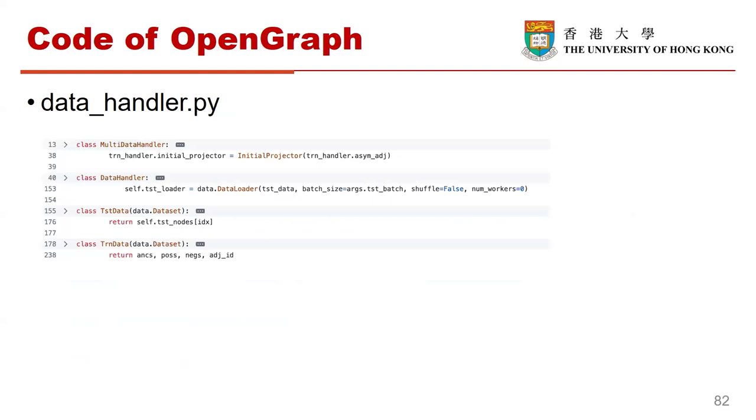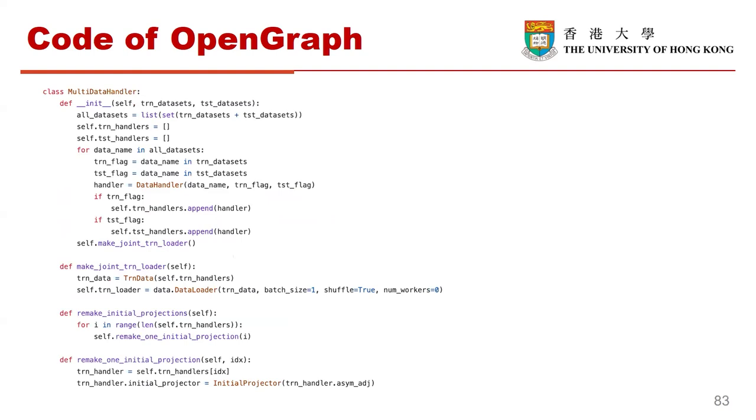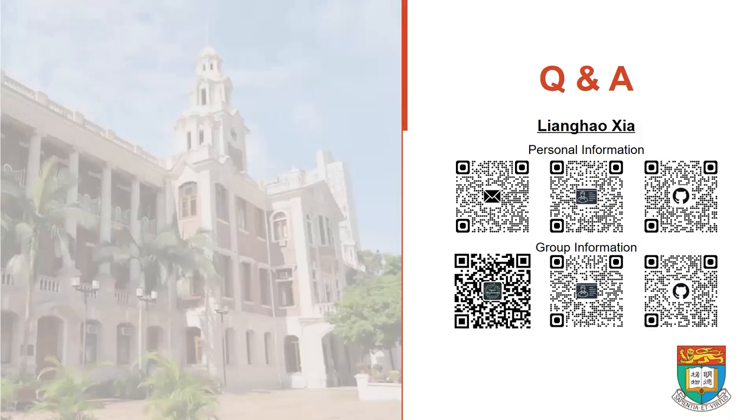And here is the data handler file. The most important one is the multi-data handler. It organizes multiple graph datasets together to return the training instances and the testing instances. The multi-data handler will make the joint train loader and remake the initial projections. So that's all about my introduction. Thank you for listening. Here is some personal information about me and also some group information about our group. Any questions?